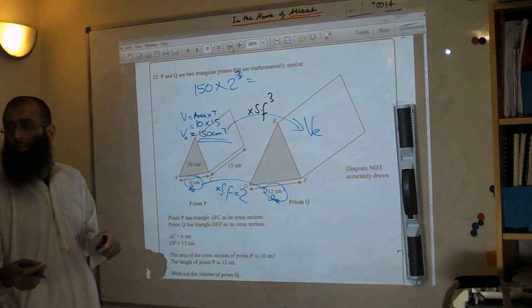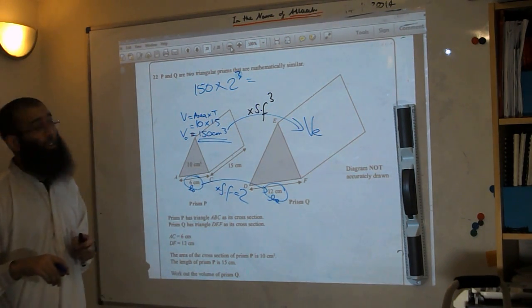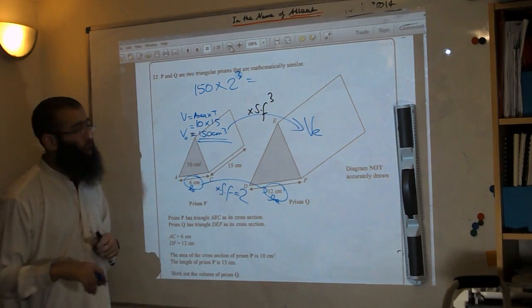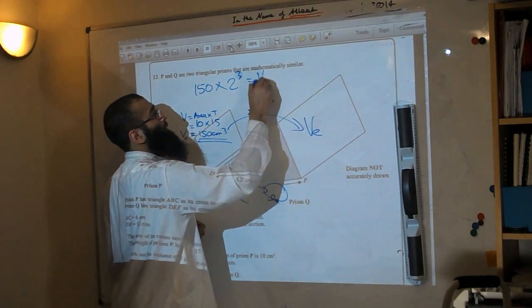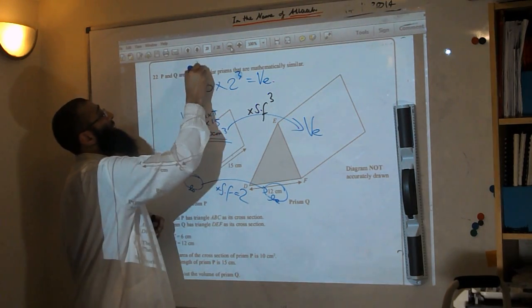Actually, we worked out 2 cubed, which is 8. Right, 150 times 2 cubed will give us the new volume that we're looking for. Now, 150 times 2 cubed is 150 times 8.